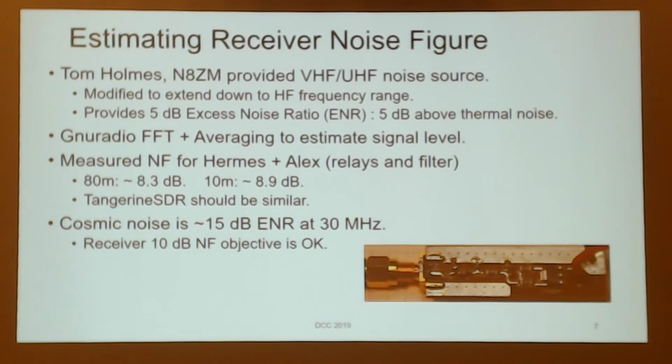It turns out that the cosmic noise at 30 megahertz is about 15 dB excess noise. So if we achieve a 10 dB noise figure on the receiver, we're not going to be limited by anything except the cosmic background noise. So a 10 dB noise figure objective is okay. I expect that we'll actually get something closer to about 7 dB with the ADCs that we're looking at. And so that's adequate for the problem that we're trying to solve.